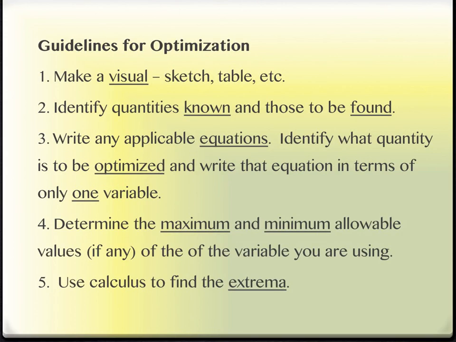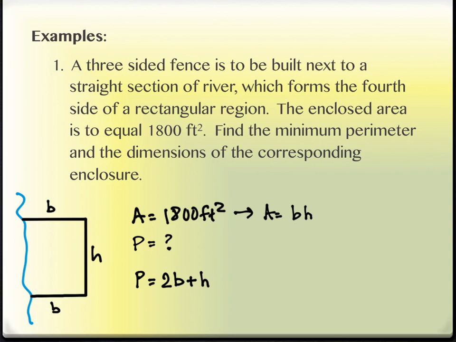So let's go back to our list of guidelines. We've done step 1, we made our visual. We've done step 2, we've identified what we know and what we need to find. Step 3, we have created some equations and we've identified what we want to optimize. What was it that we're trying to optimize over here? The minimum perimeter. So it's the perimeter right here that I'm wanting to optimize. I'll just write it in: I'm wanting to optimize my perimeter.